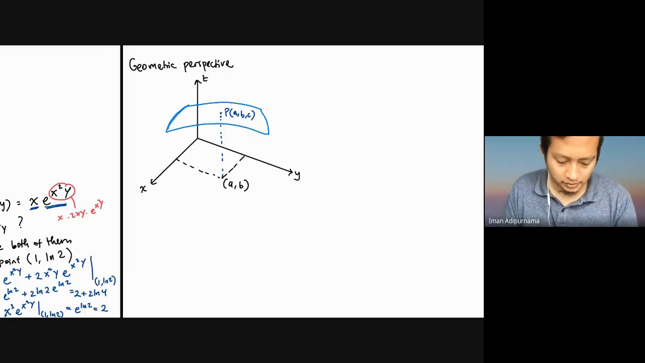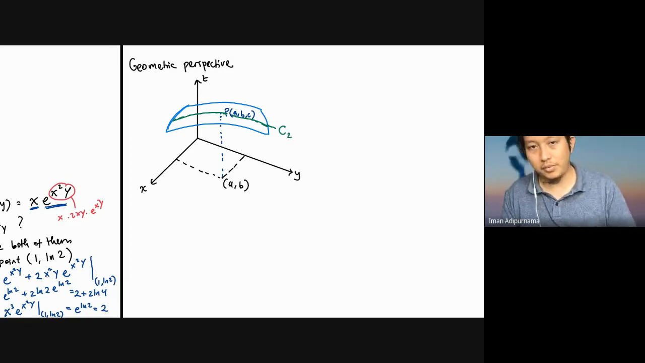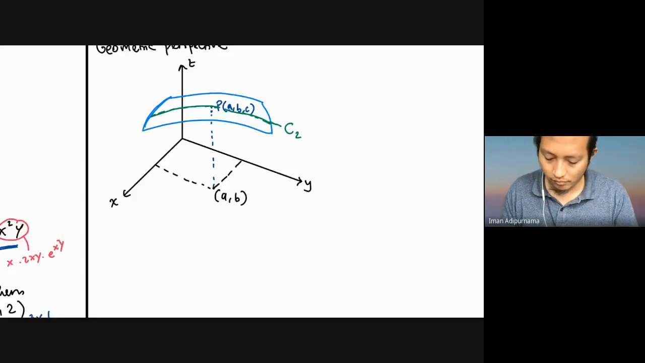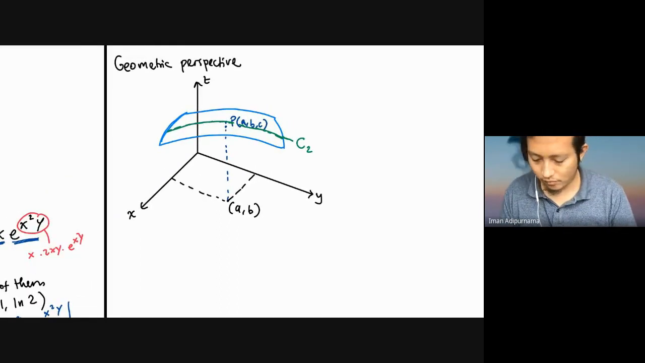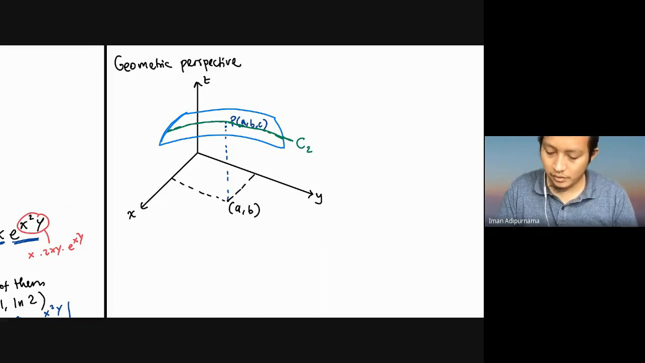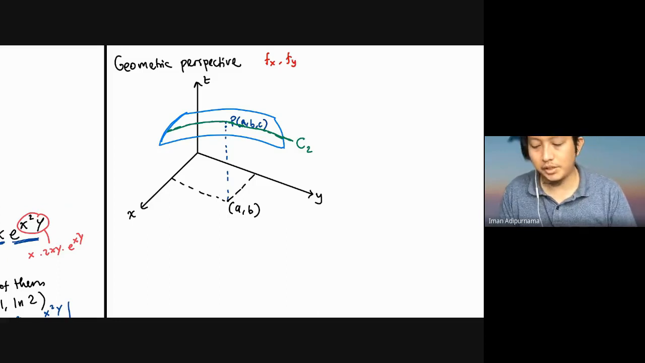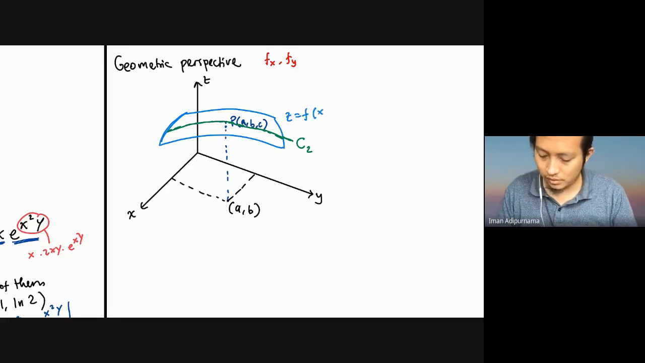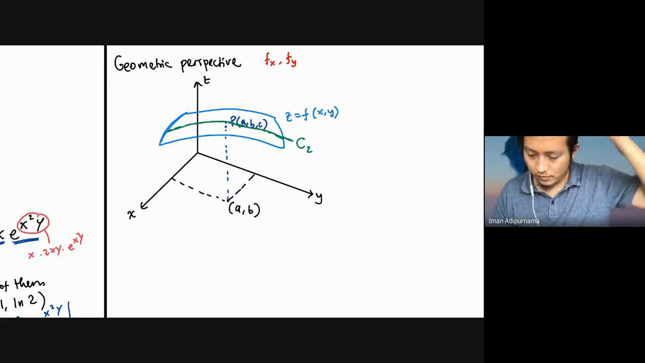Now, if we can imagine any curve that lies on this plane, okay. Let's say this is the curve on the plane, okay. Now, how are we going to imagine the partial derivative as a graph? So this is Z. Let's say that's our function.